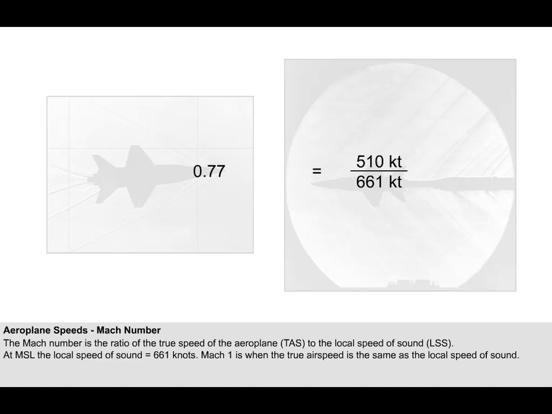As altitude increases, the reducing temperature causes the local speed of sound to fall. At 30,000 feet, the speed of sound is 590 knots. If the true airspeed of the airplane is kept constant at 510 knots, as a result of the falling local speed of sound with altitude, the Mach number will increase.